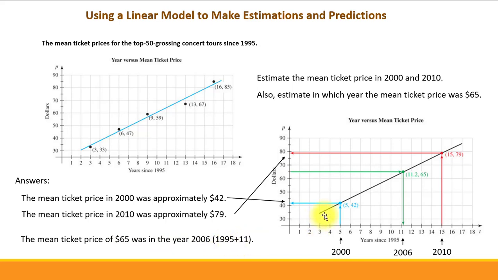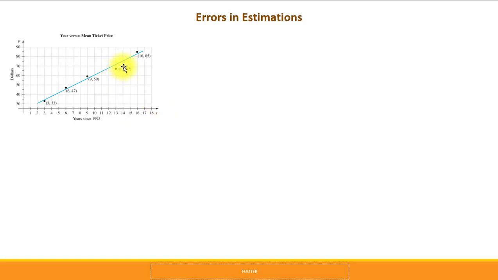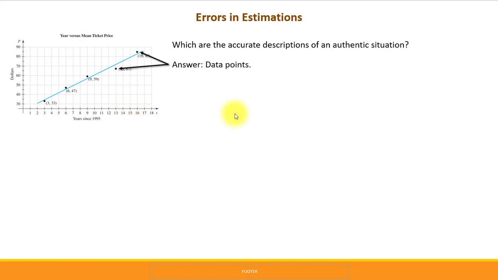So as you can see, having that linear model in front of us makes it pretty easy to make estimations and predictions. But since these are all estimations, we understand that we're making some, hopefully small, error every time we produce an estimation. So let's talk about errors. Here are our scatter diagram and linear model once again. And when we look at this picture, which are the accurate descriptions of an authentic situation? So which are the accurate or true mean ticket prices? The true or accurate mean ticket prices will be the ones that correspond to the data points, because we plot them based on the actual data values.